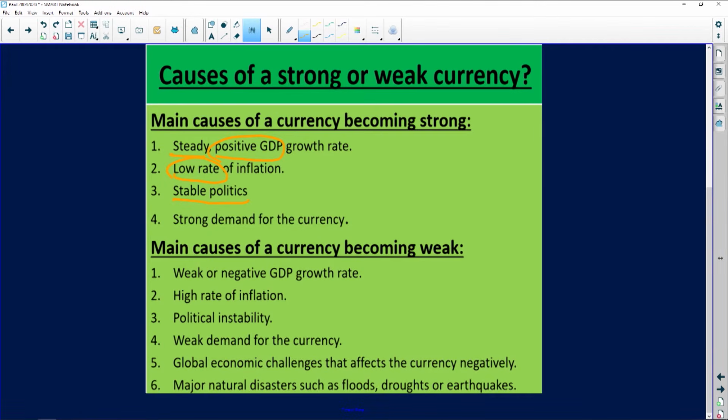All right, guys. Now, let's have a look at the main causes of a currency becoming weak. You'll see this is the exact opposite of what we've just discussed. So number 1, there will be a negative GDP growth rate. So if you have listened to all the announcements over the TV and the news and the experts and the economists over the past few weeks during lockdown, you would have realized that a lot of them are saying that our GDP growth rate that was expected at a certain percentage will not be reached anymore. In other words, we are now looking at a negative growth rate.